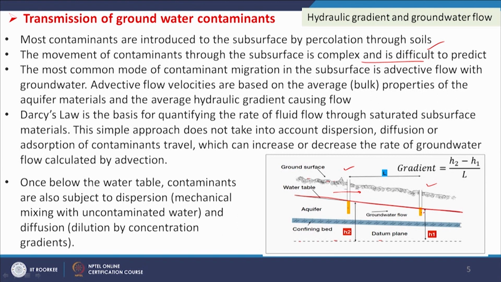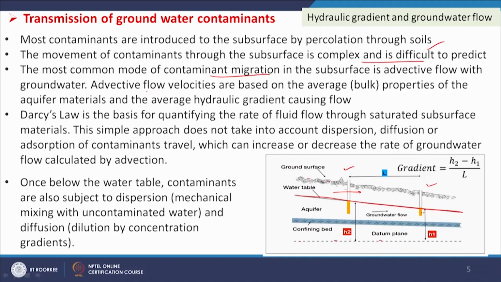The most common mode of contaminant migration in the subsurface is advective flow. Just like transmission in the atmosphere, here also advection, or advective flow, plays a significant role in the transmission of pollutants in the subsurface. The advective flow velocities are based on the average properties of the sublayer or aquifer materials and the average hydraulic gradient causing the flow, that is del H, and the structure of the sublayer.